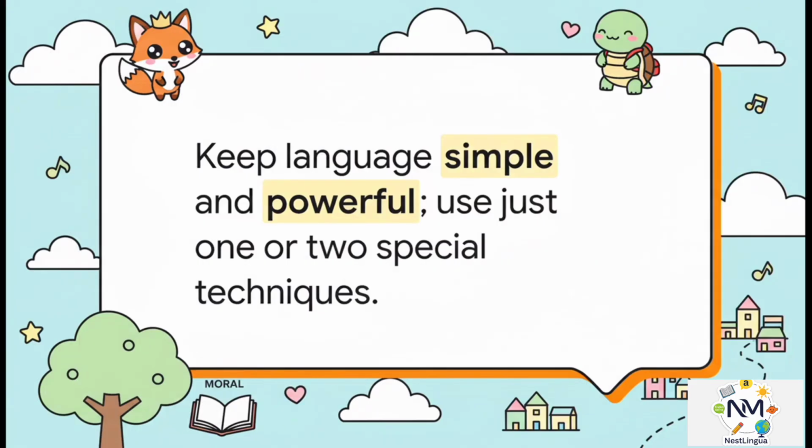But here's a really important point. Don't go crazy with this stuff. The real power of a fable is in its simplicity.